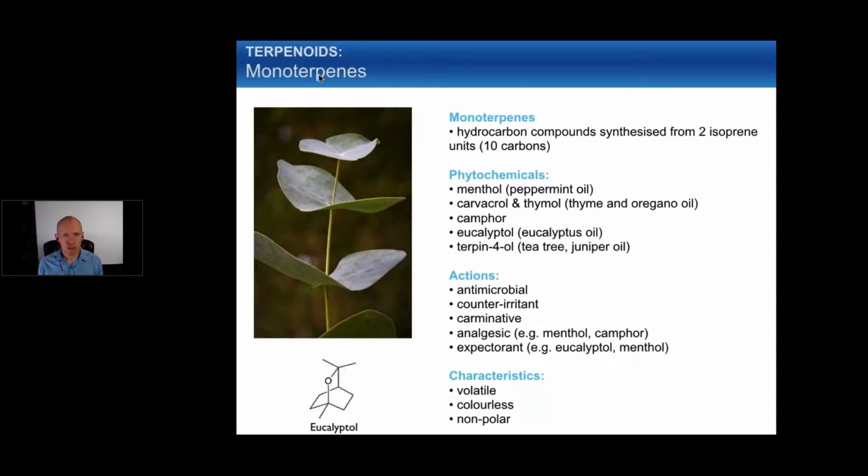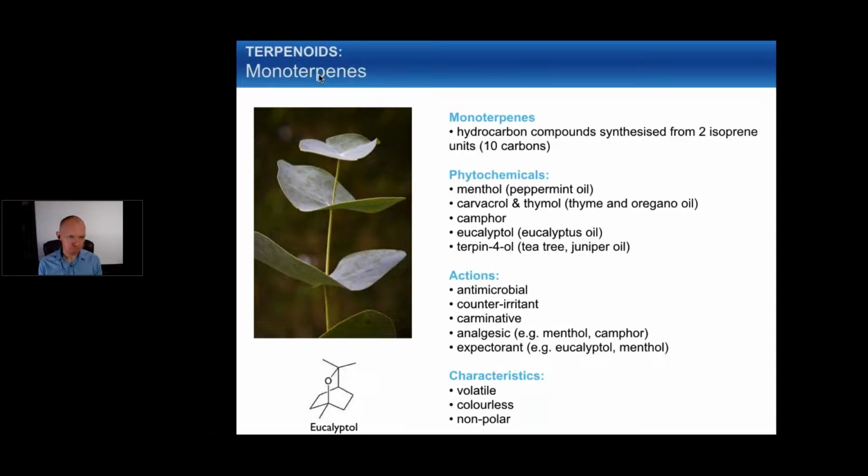But if you knew that a plant contained high amounts of monoterpenes, or if someone was taking an essential oil capsule that contained a lot of monoterpenes, then you know by default these are going to be the main actions associated with it. It may not have all these, but it probably will have most of these actions.